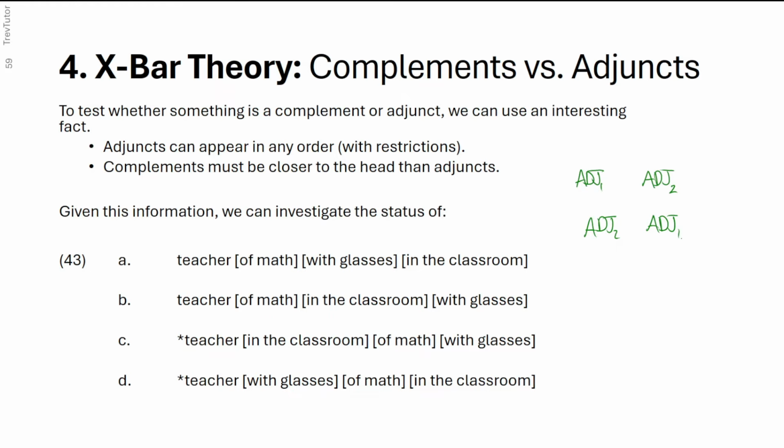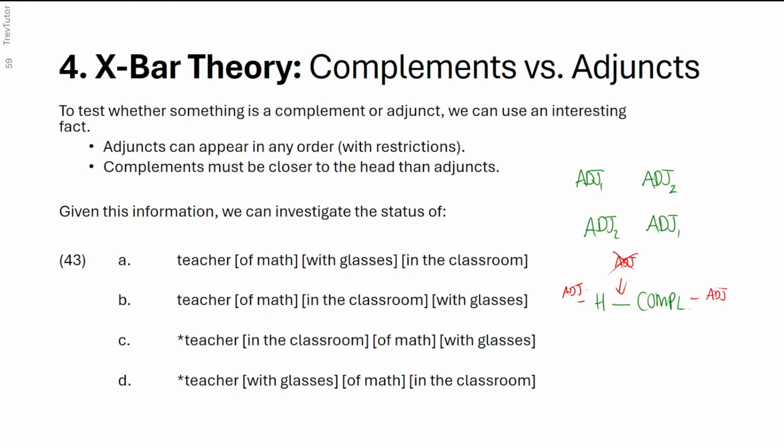The other thing is that complements have to appear very, very close to heads. So if we have a head, the complement should appear right after. And that means that the adjuncts, if we want to include them, would have to appear either before the head or after the complement. We cannot have an intervening adjunct between the head and complement.